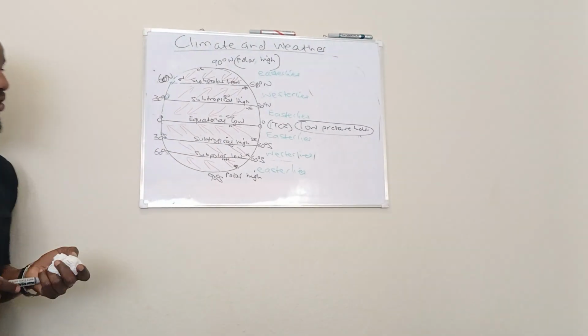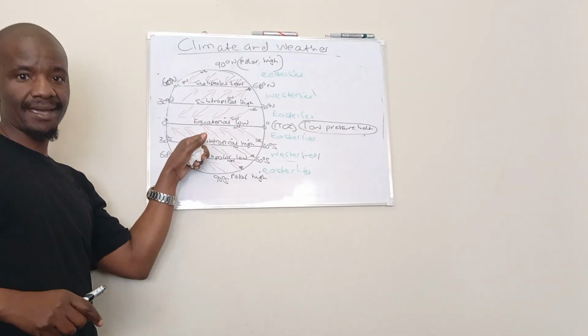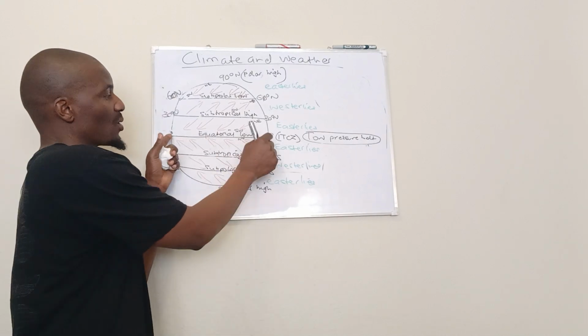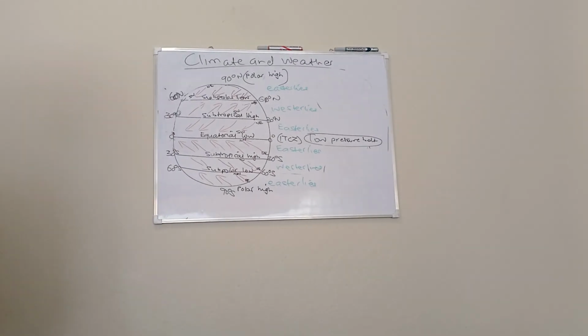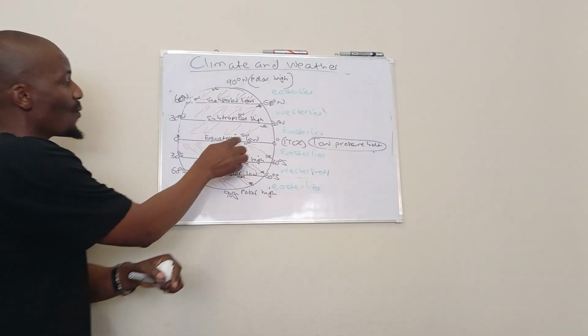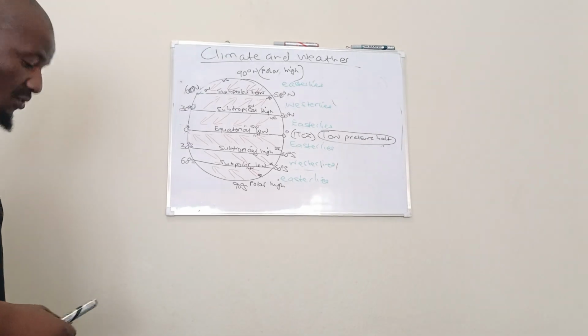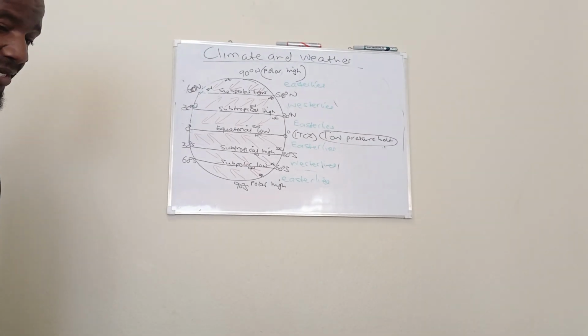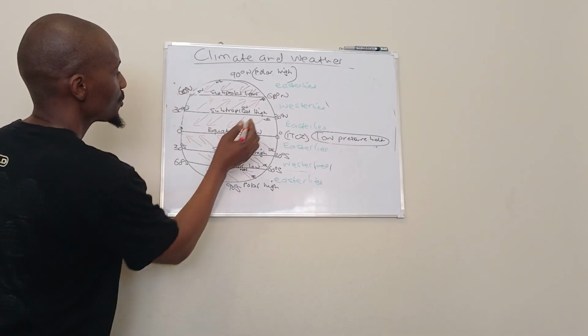What happens within the equatorial low? Like I've indicated already, the low pressure has warm air. Remember our intertropical convergence zone, our equatorial low, the temperatures are very high within the equator. So what happens? Warm air is forced to rise. Within the equator, warm air is forced to rise.